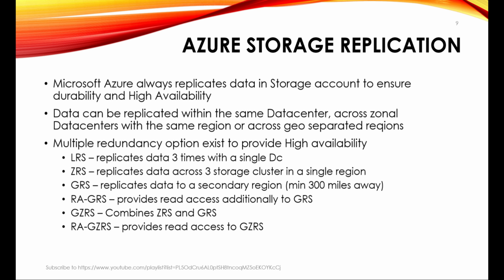All right. Then the last one is read access geo zone redundant storage, or in short RAGZRS. It enables read-only access to the data in the secondary region. It actually combines the read-only service with geo-zone redundant storage. Those were the options that we get for redundancy, and that's how we can choose which option we want to select, and accordingly we will get the high availability option.